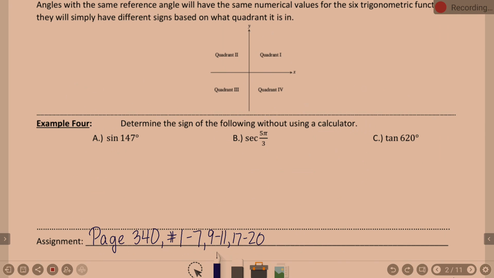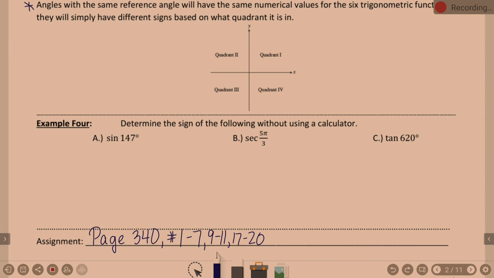Okay, key point right here. This is what I was just referencing. Angles with the same reference angle. And remember, reference angle is how far the angle is from the x-axis. Okay, and it's always positive, always less than 90. So angles with the same reference angle will have the same numerical values for the 6 trig functions. They simply have different signs based on what quadrant it's in.